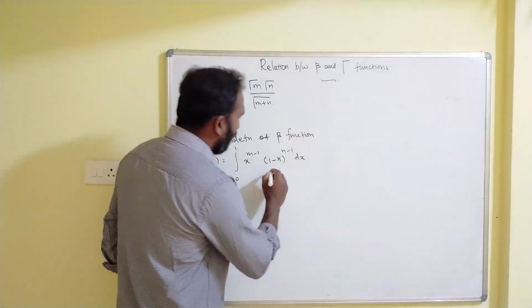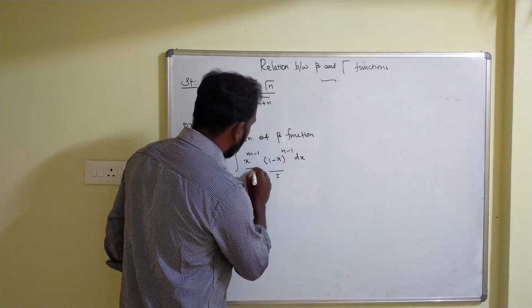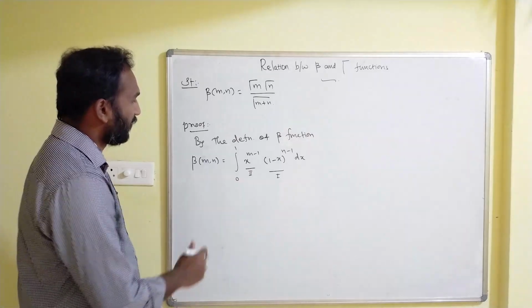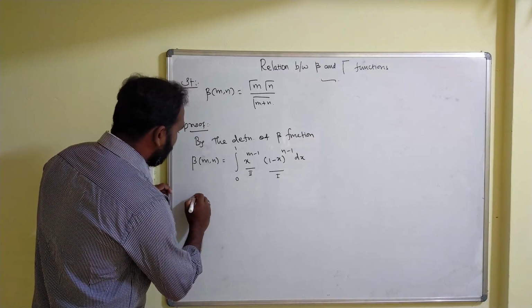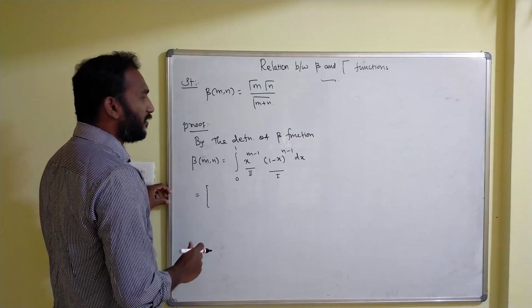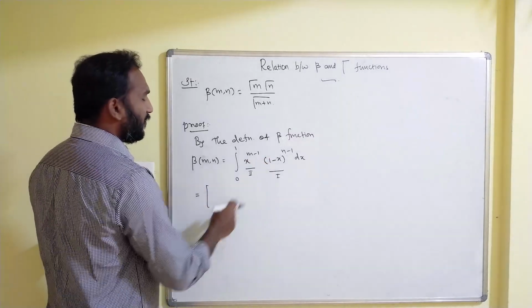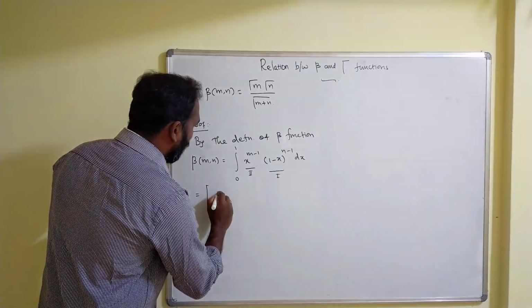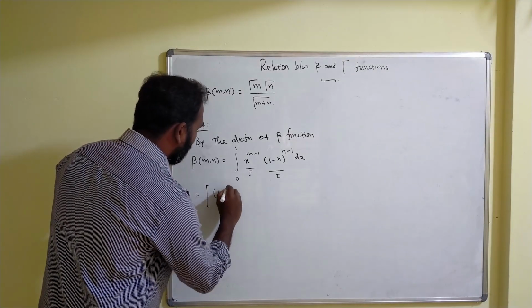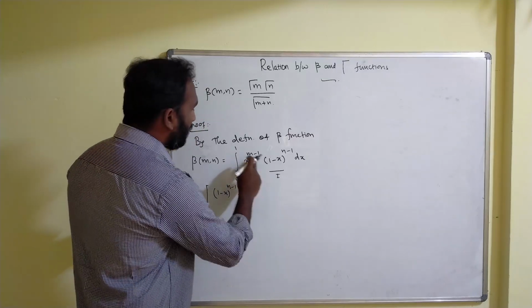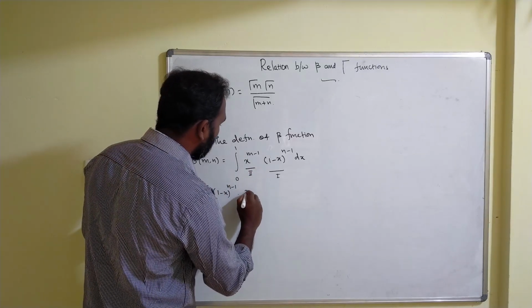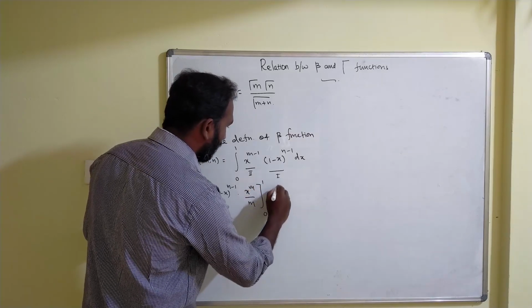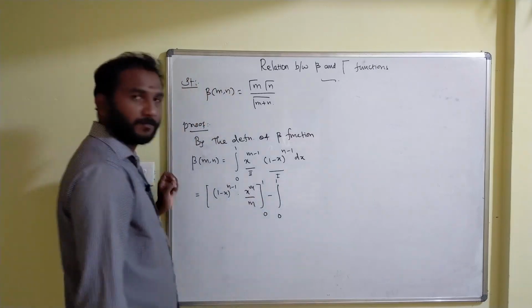Okay, and now assuming that this is the first function and this is the second function, now we'll solve this by integration by parts. We know that the integral is u into v, where u is equal to 1 minus x power n minus 1, and dv is x power m minus 1 dx, so v is equal to x power m divided by m, and the limit varies from 0 to 1, minus integral 0 to 1, correct?